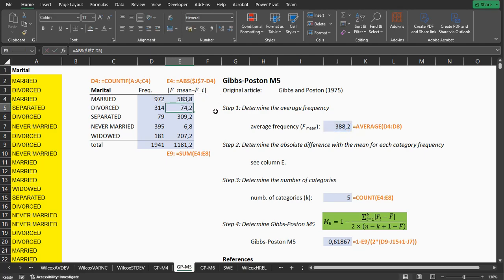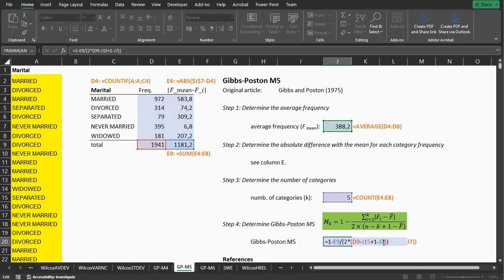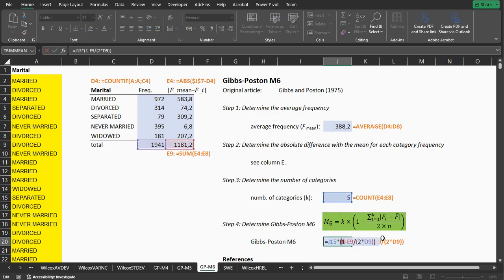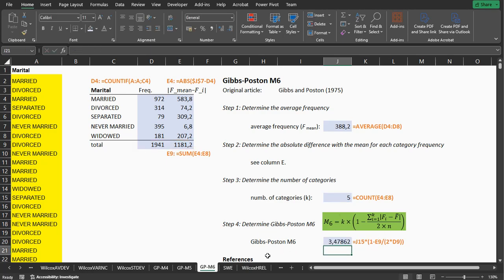We have the absolute differences, but now it does take into consideration also the number of categories, as you can see, and we have ourselves 0.62. M6 is again also very similar, but does it in a slightly different way. Again, the average, the number of categories, and then finally just the formula.